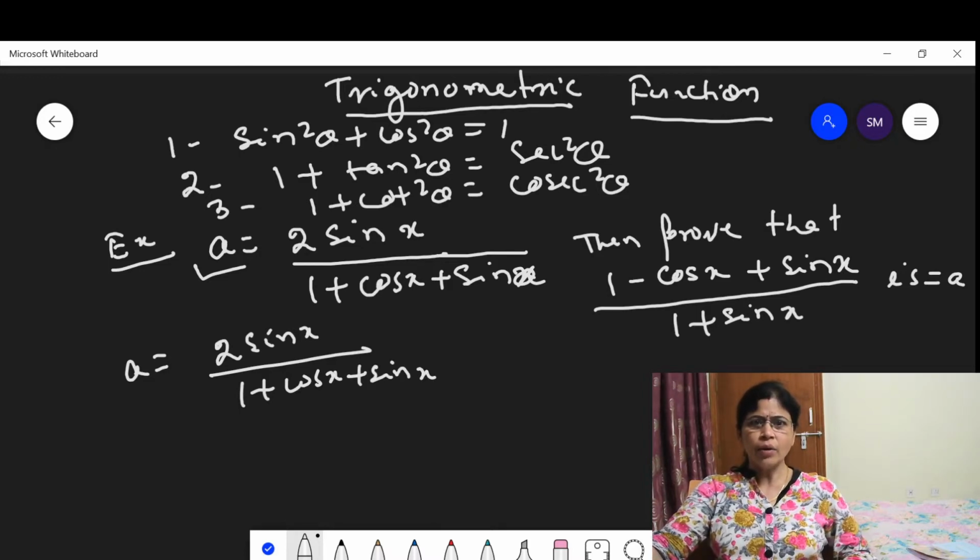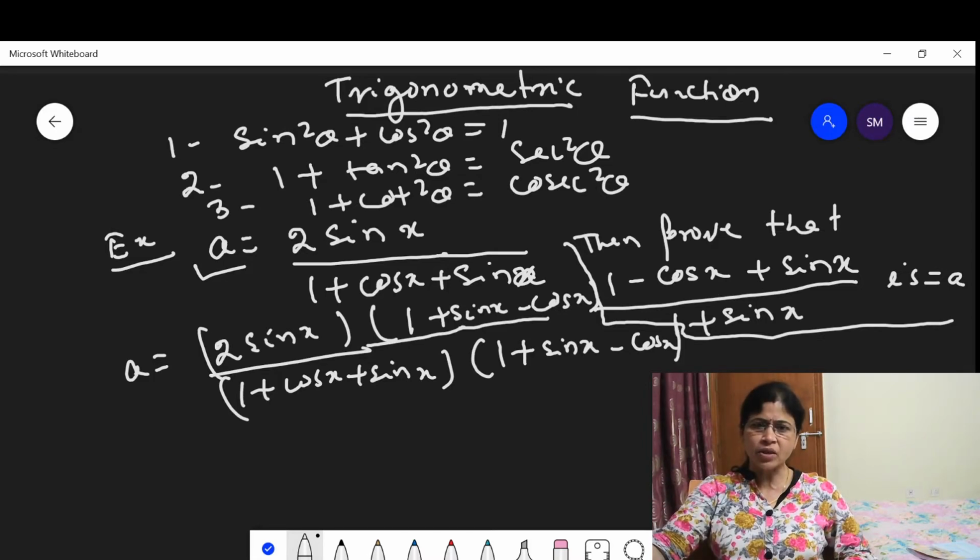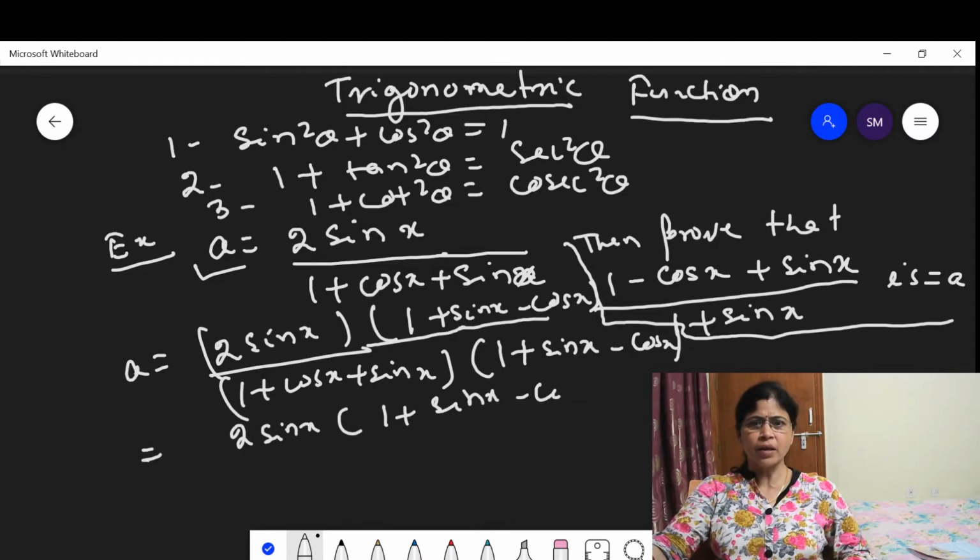Now multiply the numerator by 1 plus sin x minus cos x. Then the denominator, you multiply by the same thing, otherwise you know the value will change. Here you have to prove this is equal to A. Then you multiply 1 plus sin x minus cos x in both numerator and denominator. Keep the numerator as it is, so the numerator is 2 sin x into 1 plus sin x minus cos x.